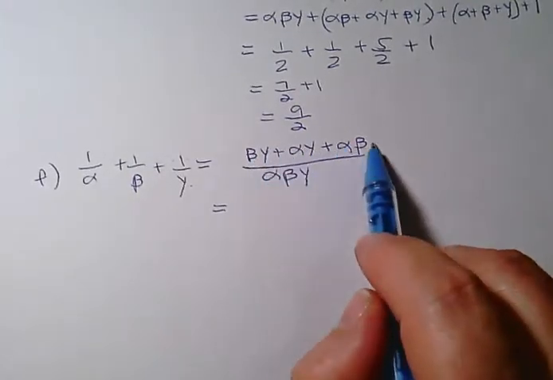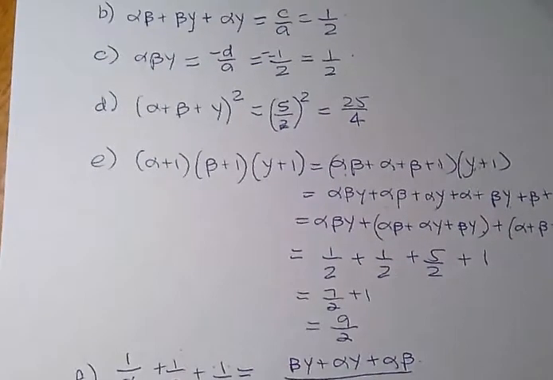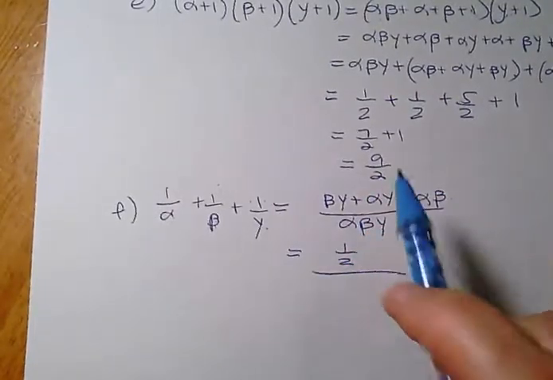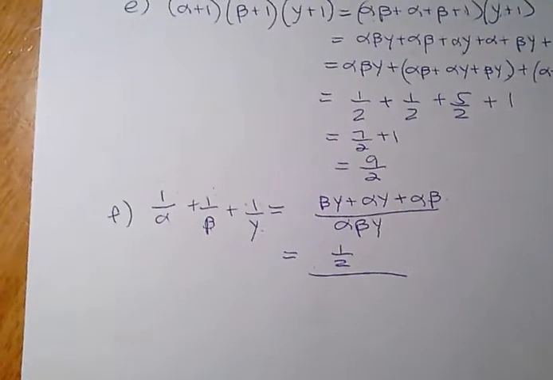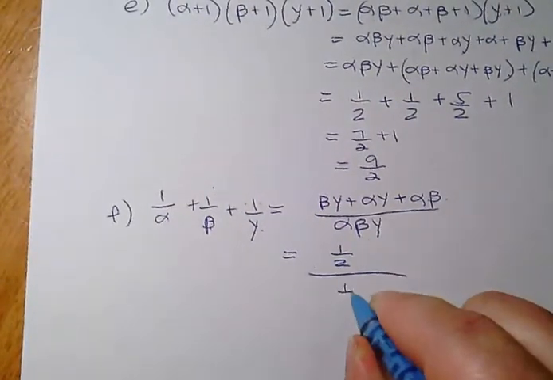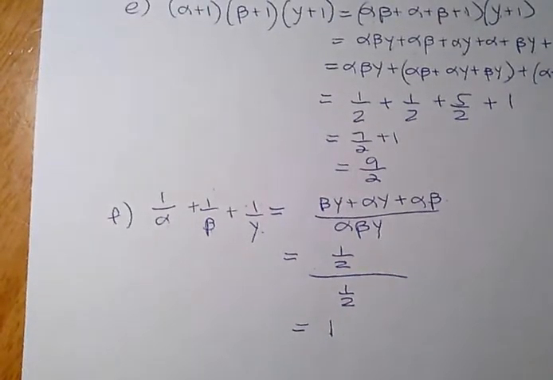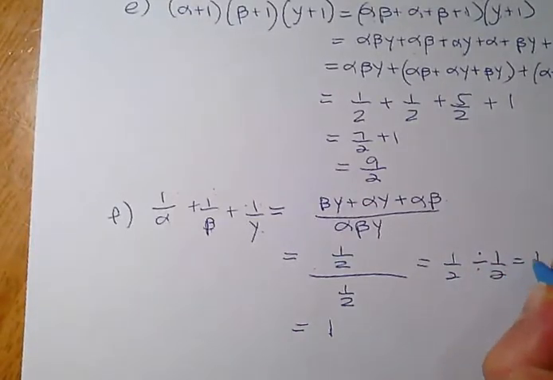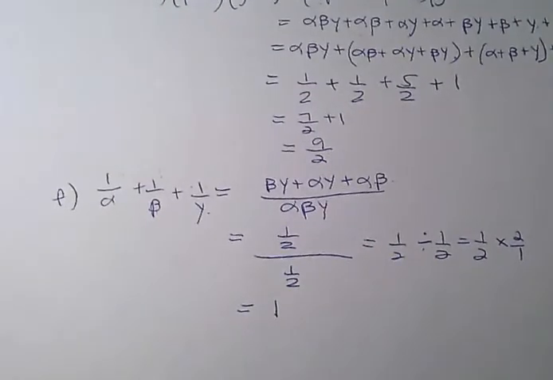We can see that this is the sum of roots 2 at a time on the numerator. Now sum of roots 2 at a time is a half. And product of roots, alpha beta times gamma, so product of roots is also a half. So it's a half divided by a half, which is 1. Or you could write it as a half times 2 over 1, and then cancelling. But anything divided by itself is 1.